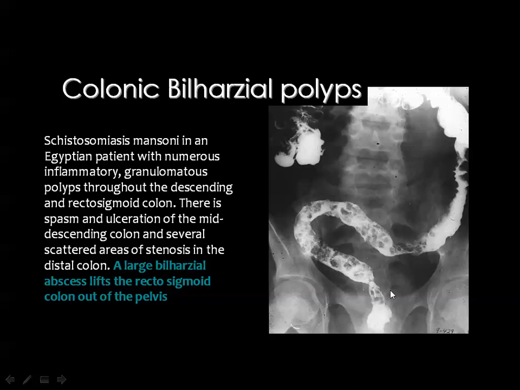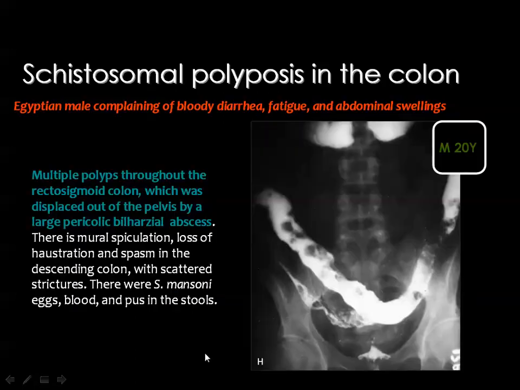And you see here, this is the sigmoid colon, where you can see multiple filling defects representing polyps, and the positive history of bilharziasis is very important. And you also see that the sigmoid colon is displaced outside of the pelvis because of, let us say, the common finding of an abscess in the pelvis displacing the sigmoid colon. This is another case, and you see multiple small polyps in the region of the sigmoid. The sigmoid colon is elevated outside of the pelvis by a large pericolic bilharzial abscess.